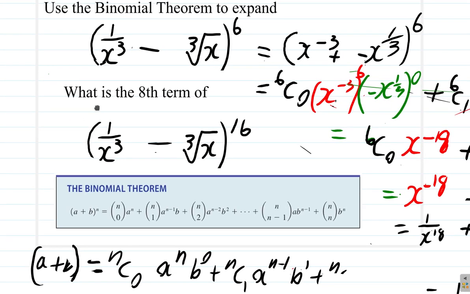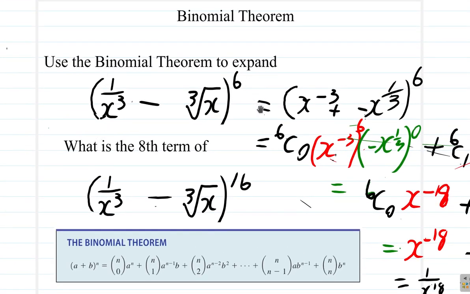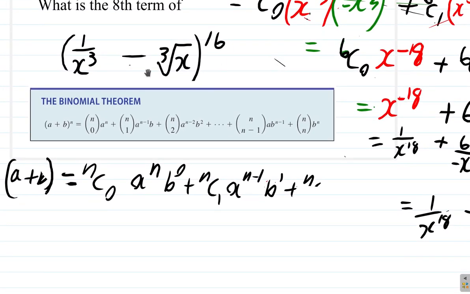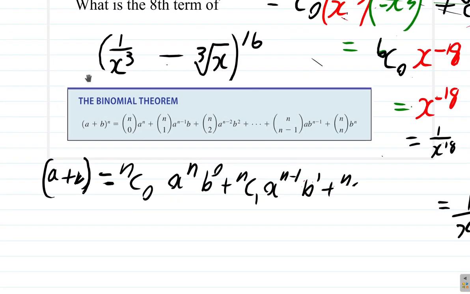We have worked out this part before in a previous video, and then we wanted the 8th term of this. Alright, this is to the 16. Now, it can't be that we have to write out the binomial theorem with 16 terms or the first 8 terms. That would be a good amount of work. What we want to do is look at the binomial theorem itself and see what the 8th term would be directly.